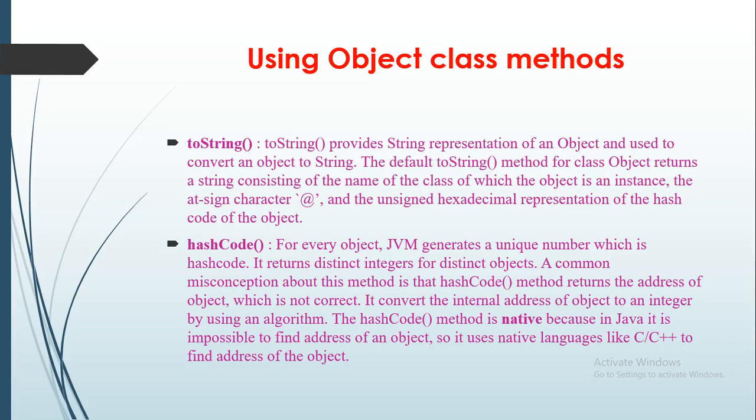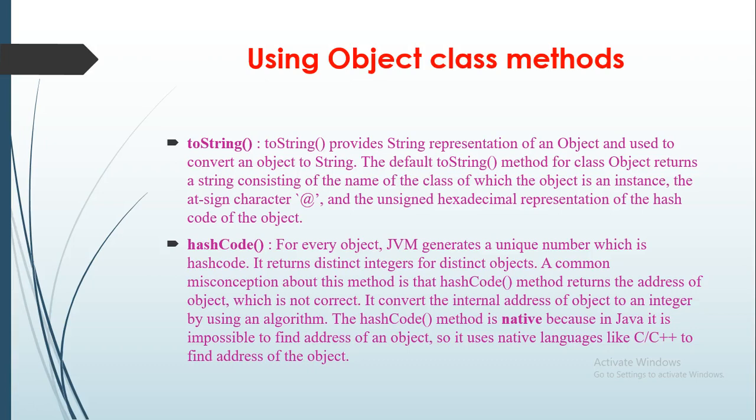The toString method provides a string representation of an object and is used to convert an object to a string. The default toString method for class Object returns a string consisting of the name of the class of which the object is an instance, the at-sign character, and the unsigned hexadecimal representation of the hash code of the object.